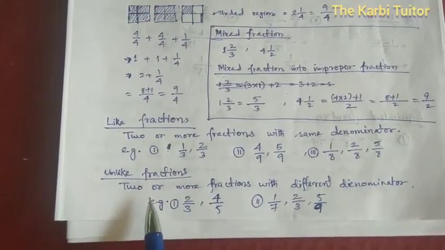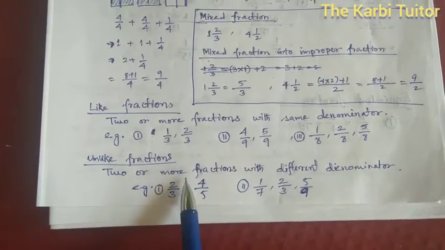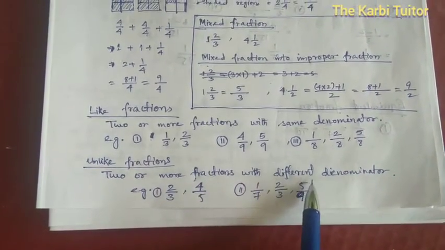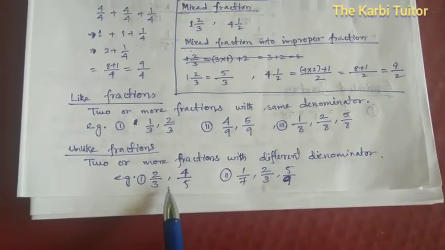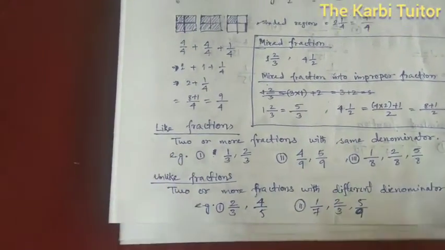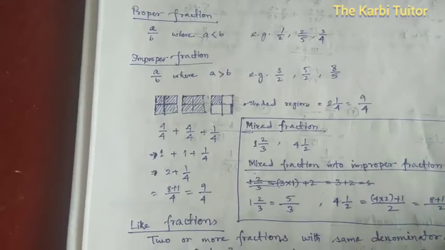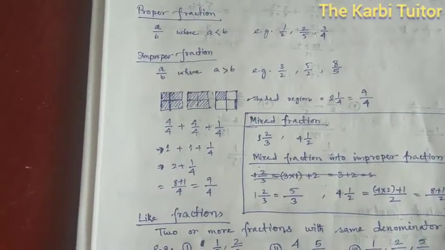Next, unlike fractions: 2 or more fractions with different denominators. Okay, here you can see 3, 5, 7, 3, 9, different denominators.